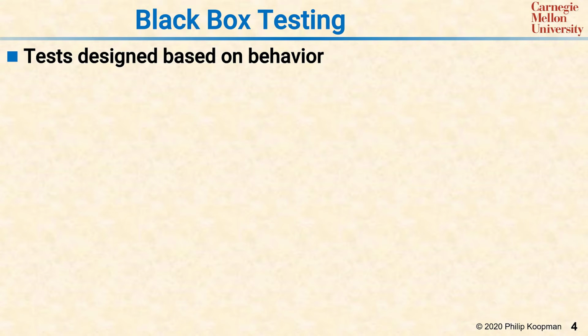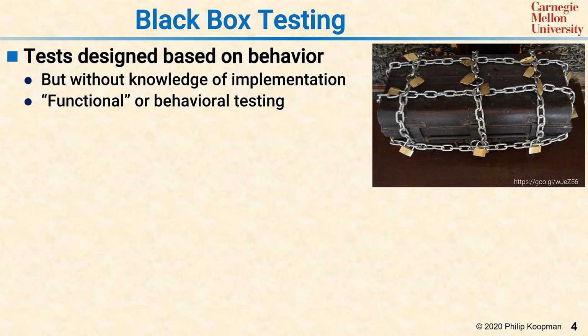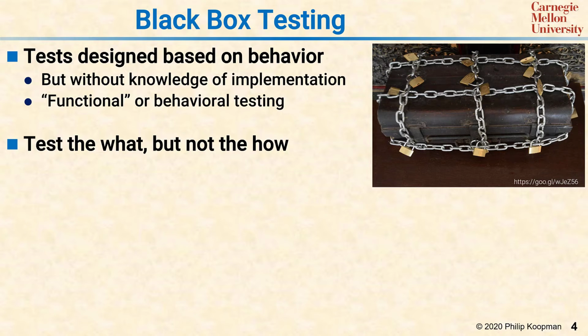There are two different generic approaches to doing testing. One is black box testing. Black box testing uses tests designed based on knowledge of the behavior of the software, but not the detailed implementation. It is often called functional or behavioral testing. The idea is to test the what, but not the how.